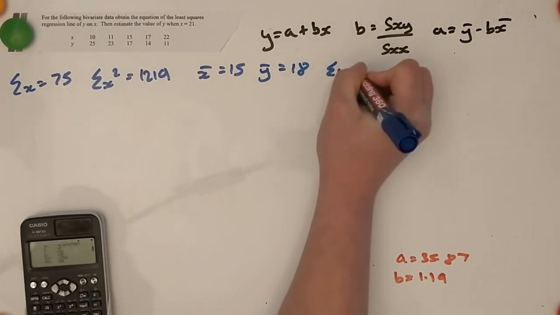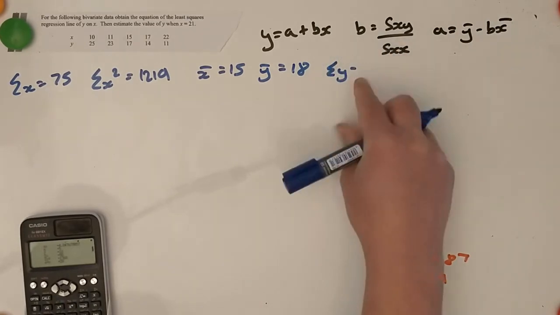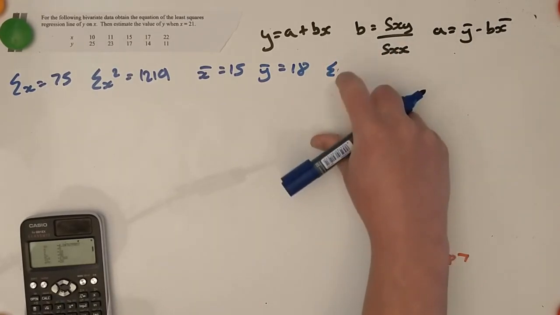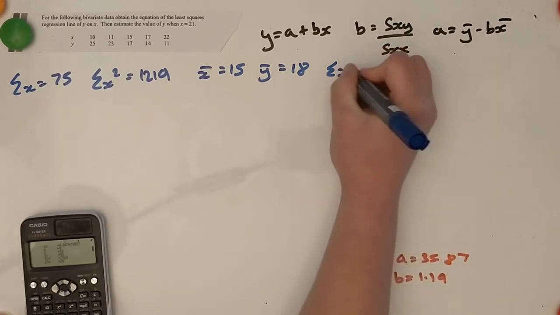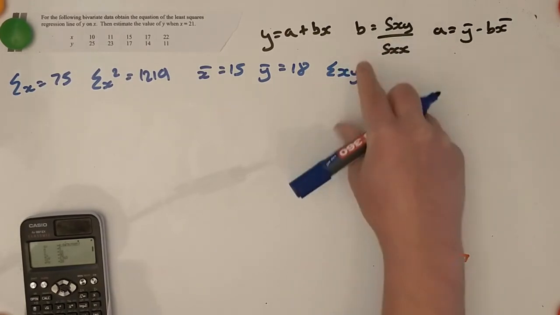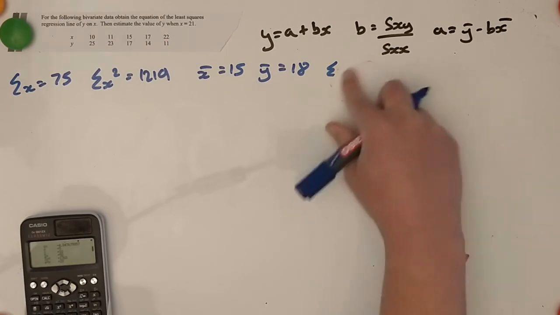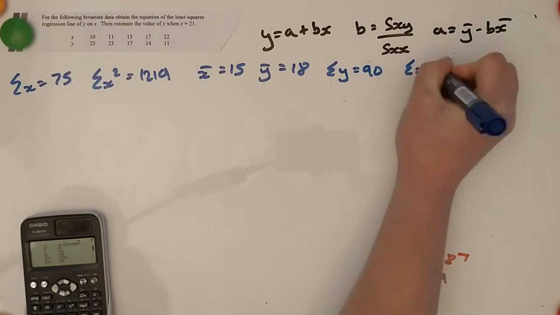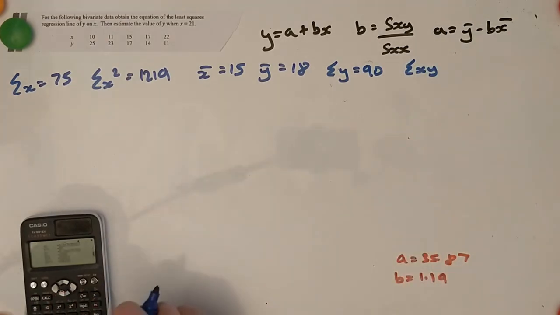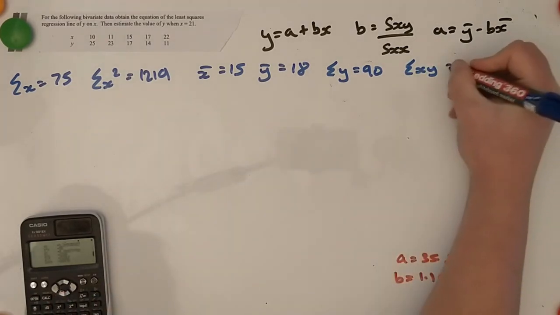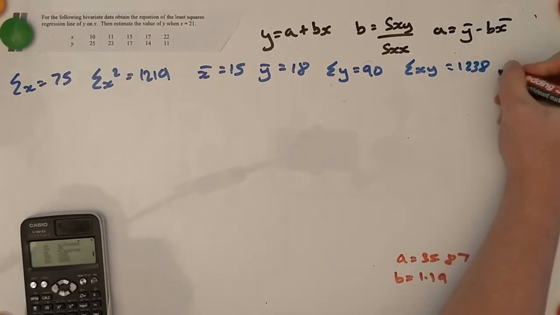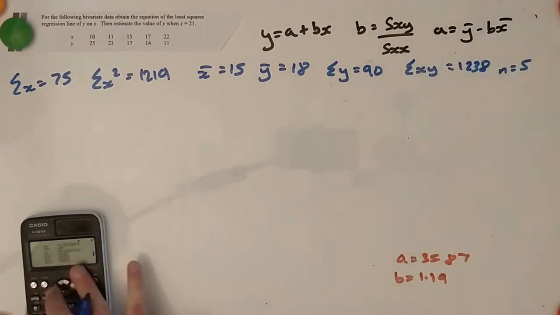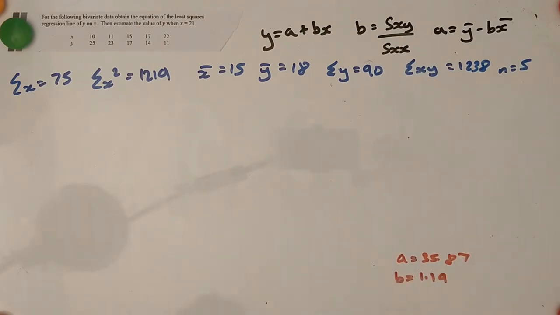Sum of y. Do I need sum of y? I don't need sum of y because I've got nothing to do with SYY, but I do need sum of XY. Oh, so I do need sum of y. So sum of y equals 90. And sum of XY equals 1238, and we know n is equal to 5. So now we can put everything into our calculator.